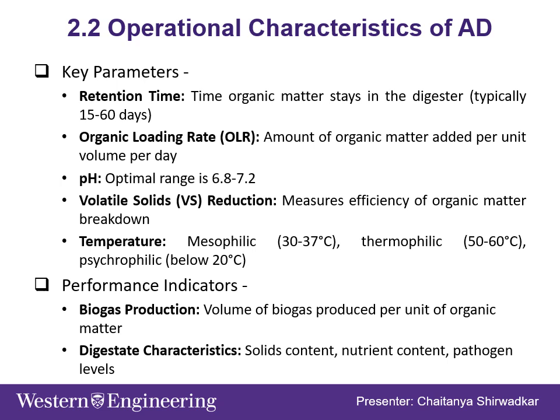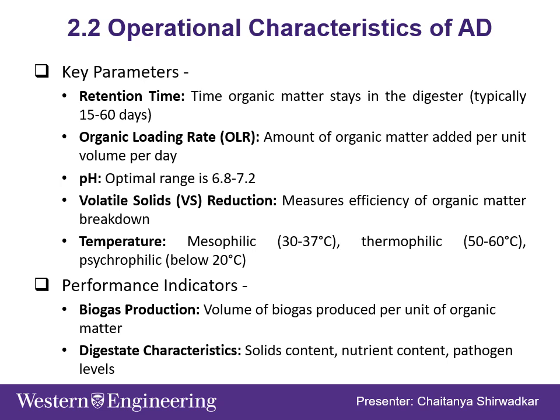Next, volatile solid reduction measures how effectively organic matter is broken down. And lastly, temperature plays a significant role. For mesophilic bacteria, it ranges from 30 to 37 degrees Celsius. For thermophilic, it's 50 to 60 degrees Celsius. And for psychrophilic, below 20 degrees Celsius, which affects the digestion rates.